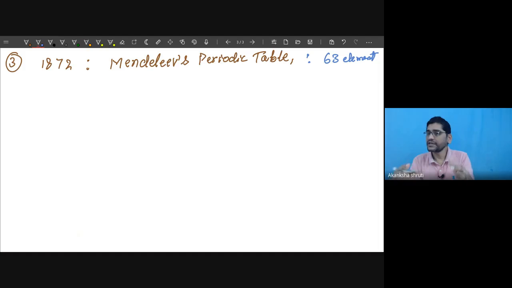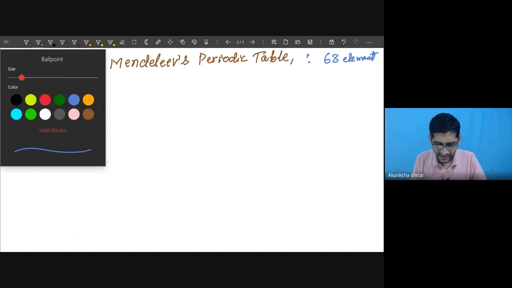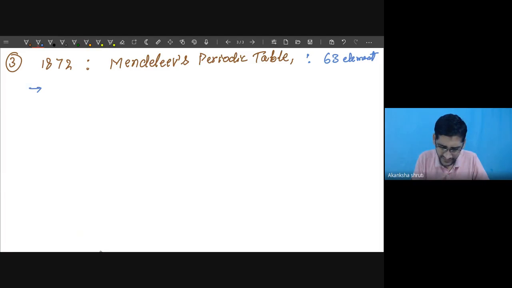Like that, he had carried out some chemical reactions. So let us start with this. We have to learn the Mendeleev periodic table. So it is based on Mendeleev's periodic law.